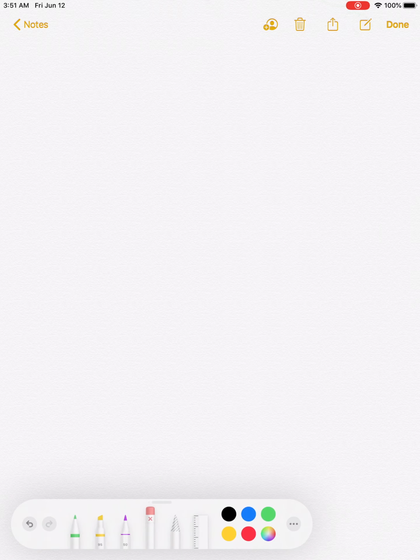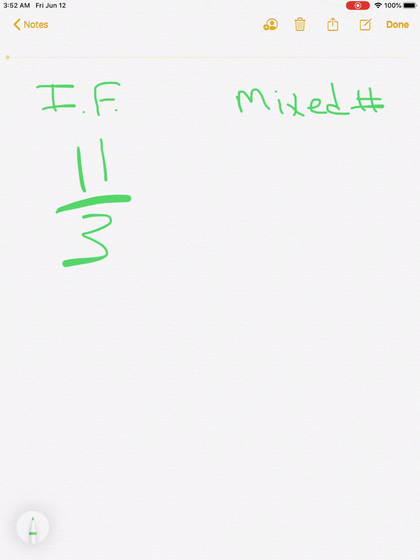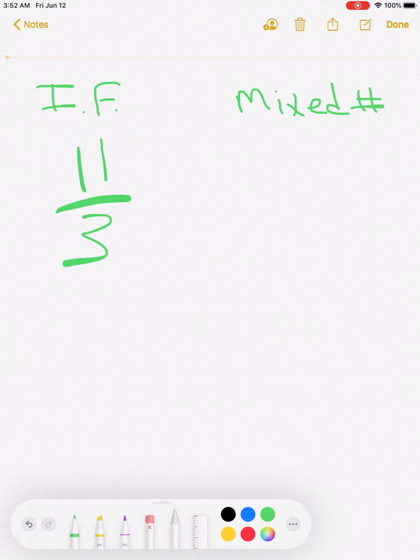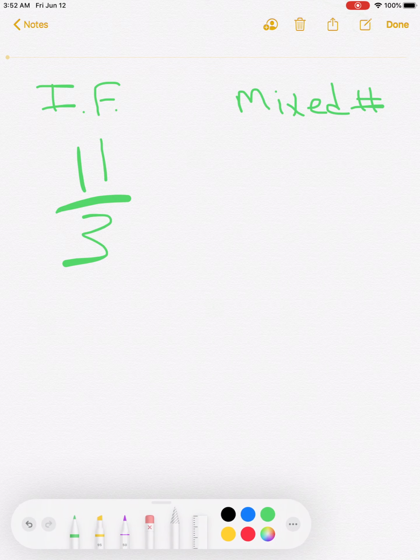Now, I want to go over a few things quickly just to make sure we know the difference between an improper fraction, IF, the abbreviation for improper fraction, and a mixed number, and that's the symbol for number, everybody. Improper fractions look similar to this, 11 thirds. This is an improper fraction because the numerator, the top number, is larger than the denominator. That makes it an improper fraction.